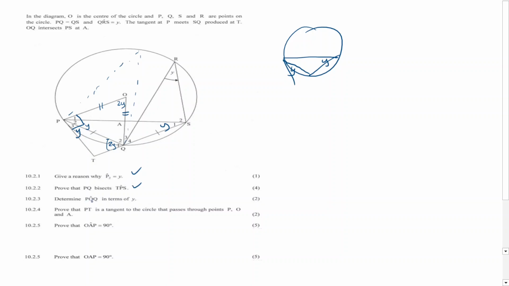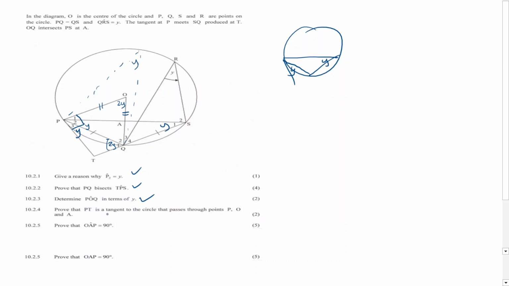Determine POQ in terms of Y. POQ in terms of Y, that was the angle at the center, is double angle at circumference, but it was a unique case because of having equal chords. And so visually I tried to show you how if you shifted this around, you would have had the Y there, and this is the angle that's double.